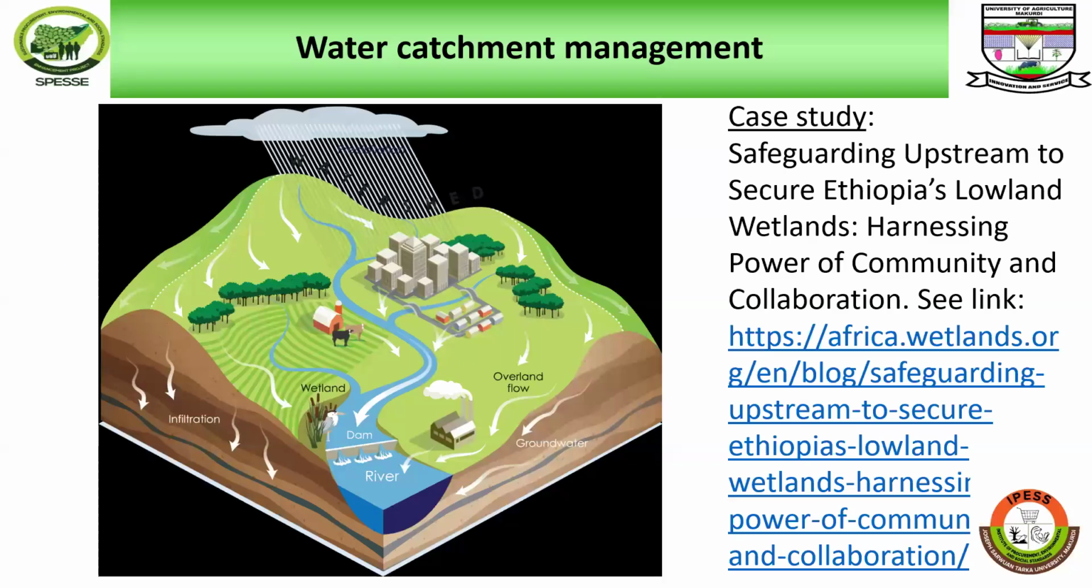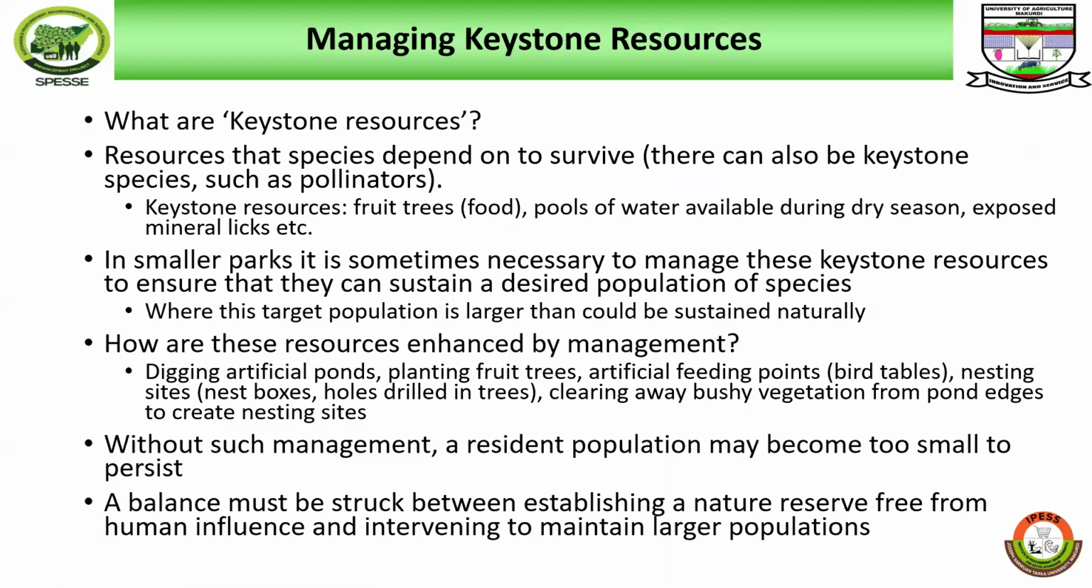This is a case study of Ethiopian lowland. It's something you should also look at, and this will help you understand the entire ecosystem and this water source. What are keystone resources? These are critical resources that species depend on to survive.